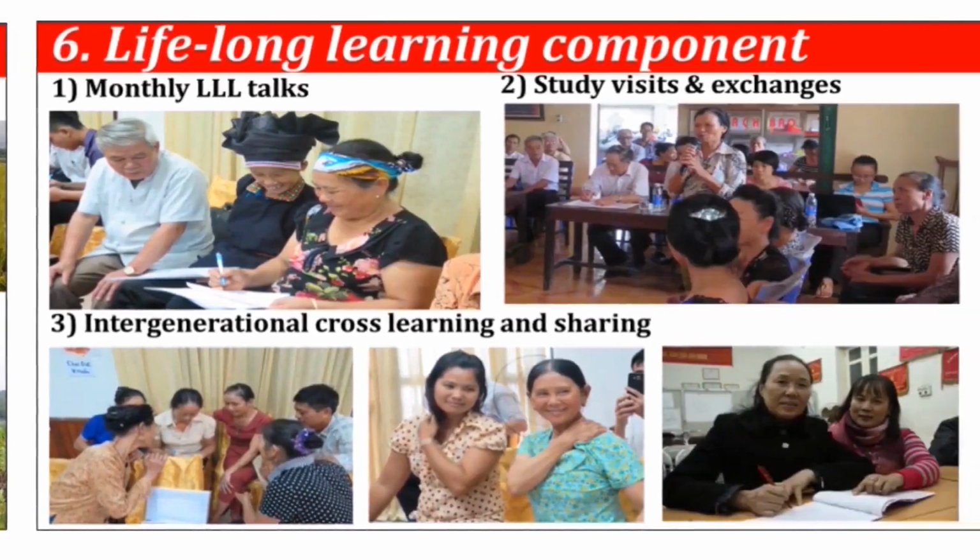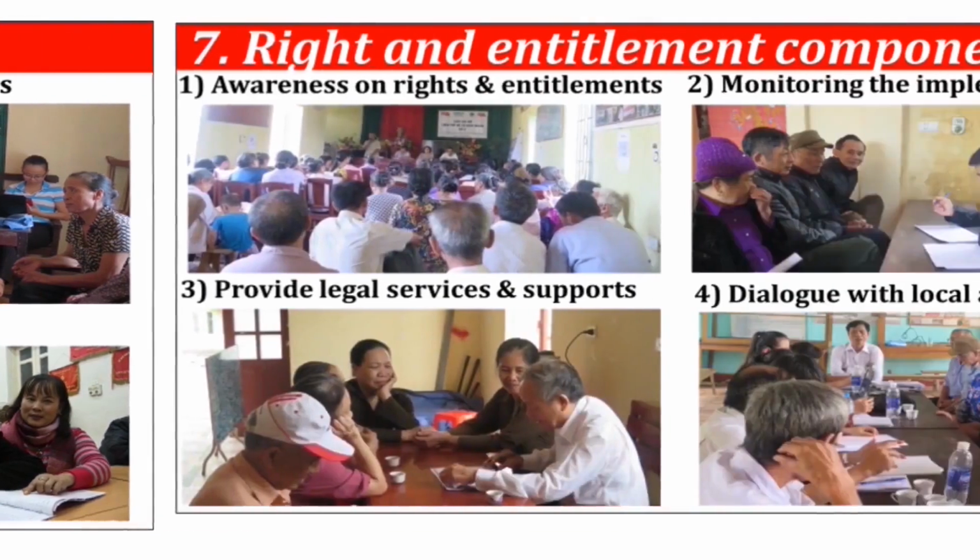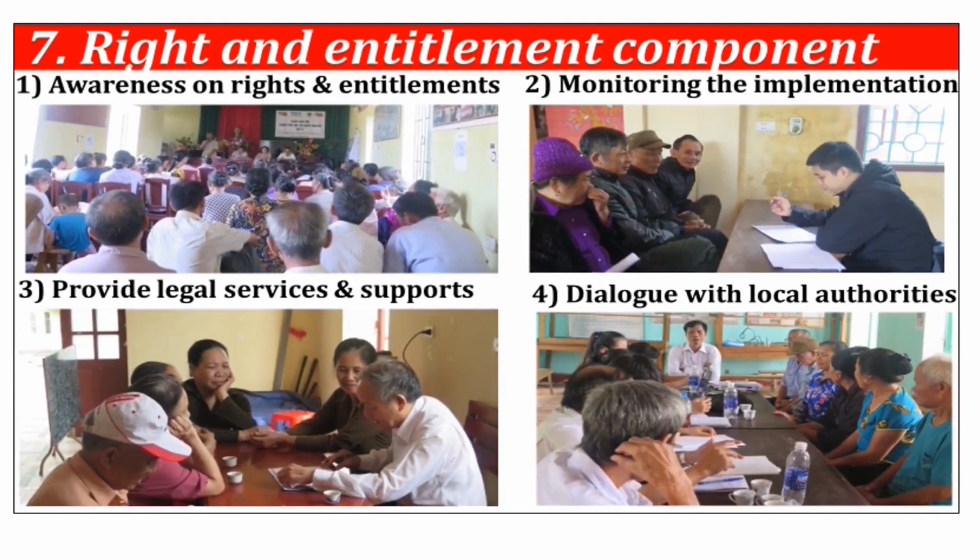Component 6 is the lifelong learning component. It consists of monthly learning and sharing in the monthly OPA meetings, study visits and exchanges, and lastly, intergenerational cross-learning and sharing between the OPAs and others in the communities. Component 7 is the right and entitlement component. It consists of communication on rights and entitlement, monitoring the implementation of programs and policies, providing legal service, and lastly, regular dialogue with local authorities and service providers.